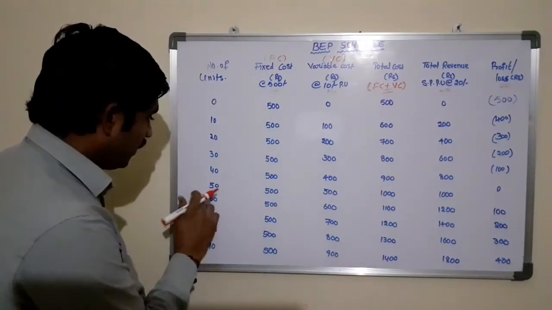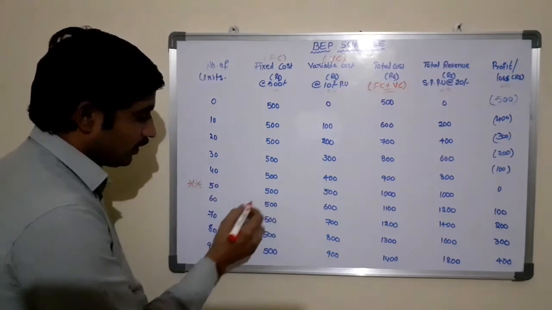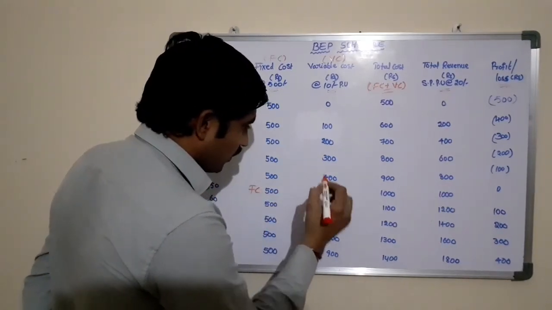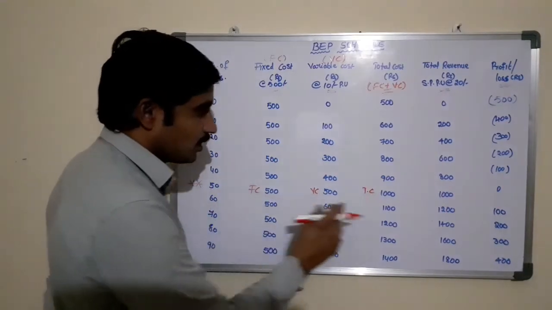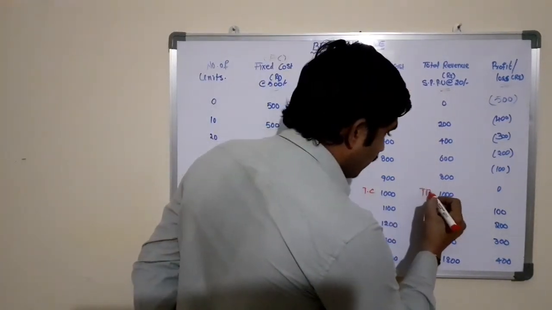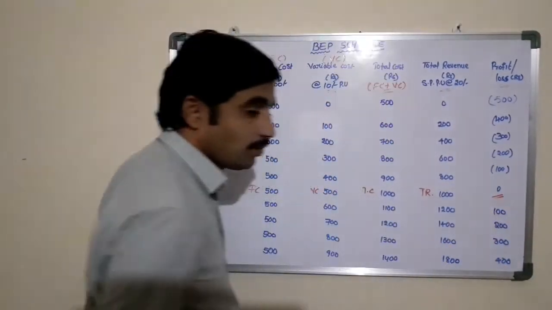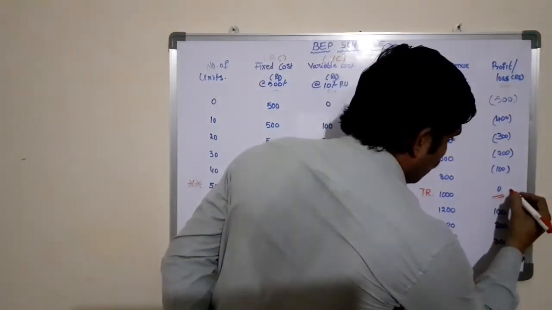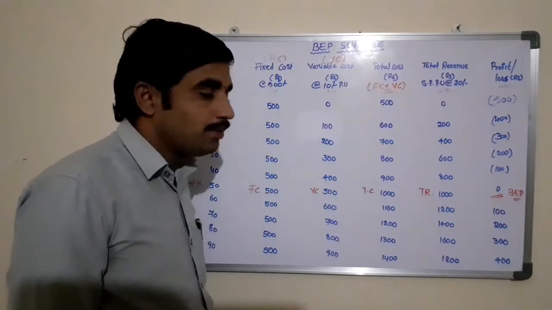At 50 units, here we are incurring 500 rupees in terms of fixed cost, and 500 rupees in terms of variable cost. Here the total cost of the production of 50 units is 1000, and the total revenue of the business is also 1000. Then there is no profit and no loss. So this is the point we call the break-even point.